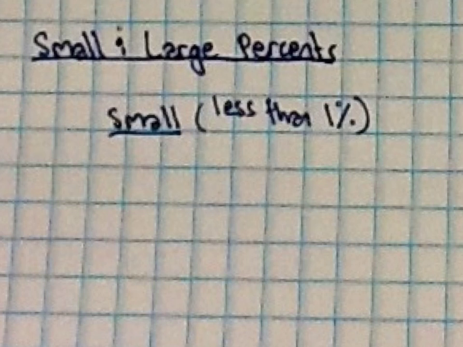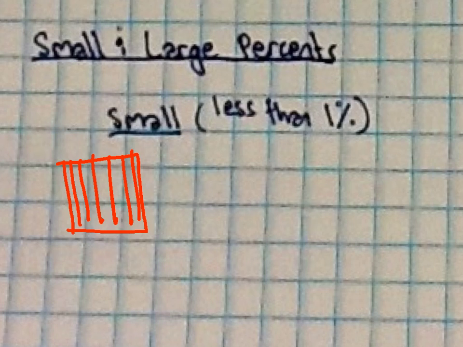Now we're going to quickly go into small and large percents. Small percents are percents that are less than 1%. For example, you don't need to write this down. Let's say you have a candy bar that's split up into 100 pieces, because percent means out of 100. Now 1% would mean you have one piece out of 100, right? If you have less than 1%, you're actually taking that one piece and splitting it up even more. So less than 1% is a pretty small part of a number.